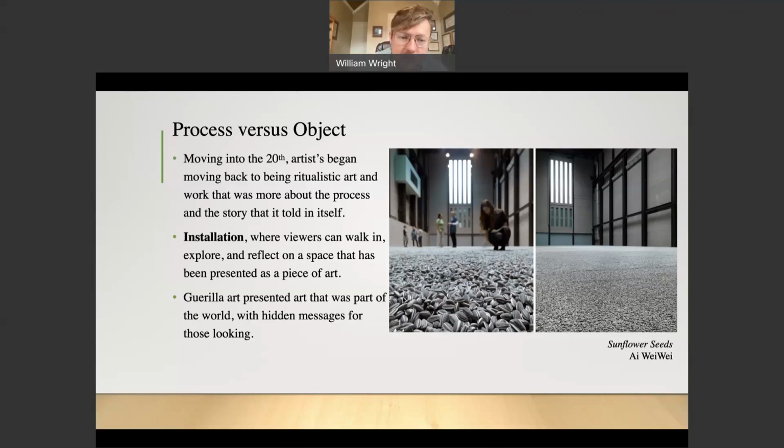Guerrilla art also presents itself, which is like hidden messages. Like graffiti, like the Obey Shepard Fairey guy. We'll talk about him later, but guerrilla art, tagging, graffiti, all those things, like hidden messages. That's a new thing, and again, it's sort of harkening back to the old ways of the process being important, and the meaning behind it, rather than just having an artwork on a canvas in a museum. All that sort of stuff.